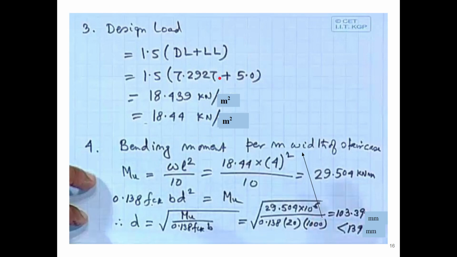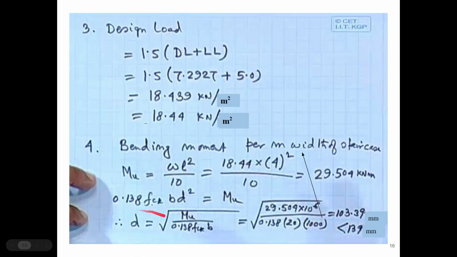Based on this load, we now have to calculate the bending moment. This is an empirical formula. The bending moment per meter width of staircase is always taken as WL square by 10, as considered per the IS code. So W is 18.44 and L is 4 meter. Substituting, we get the Mu value as 29.504 kilonewton meter.